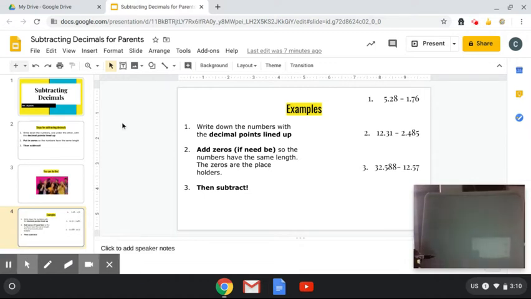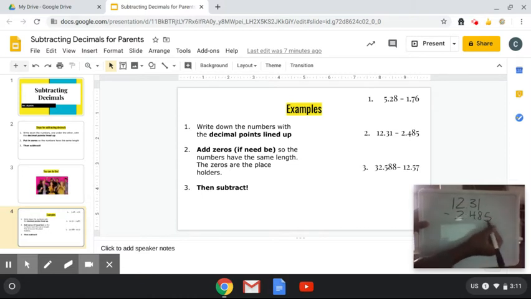All right, so our next example is going to be 12 and 31 hundredths minus 2 and 485 thousandths. It's number 2 on this screen. So I know that the second number, 2 and 485 thousandths, has more digits, but 12 and 31 hundredths is the bigger number. So that's the one that we're going to put on top. So I have just now done step one. I made sure that my decimal points are lined up. Decimal, decimal. And so step two is add the zeros if need be.